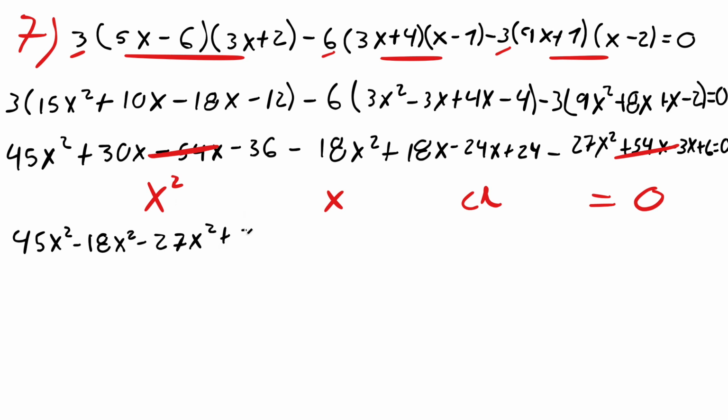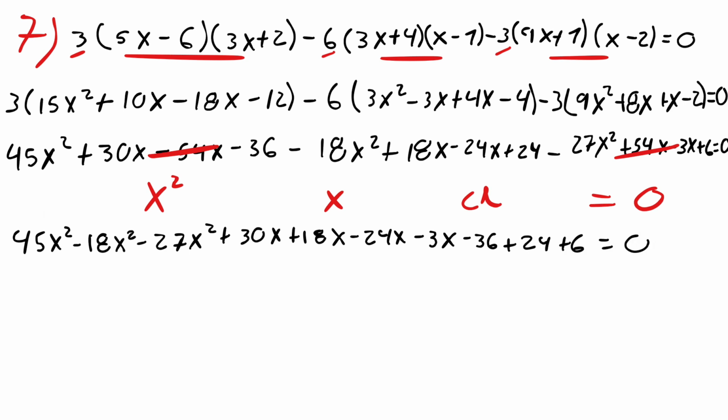Now let's continue. Plus 30x plus 18x minus 24x minus 3x minus 36 plus 24 plus 6, and that is equal to 0. Now what does this give us? 45 minus 18 minus 27. That gives us 0, right? So it would be 0x to the power of 2.